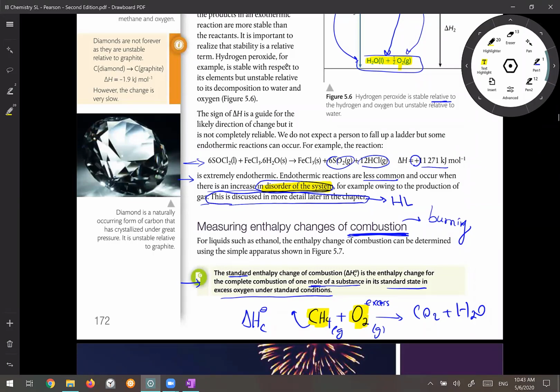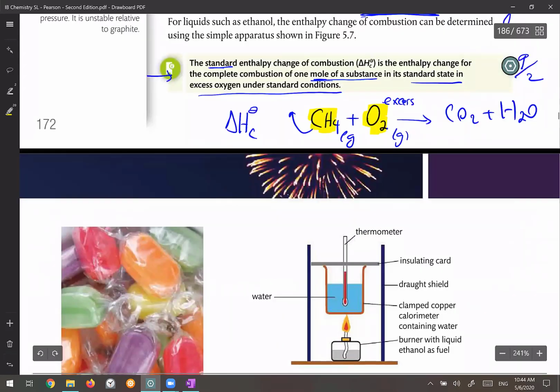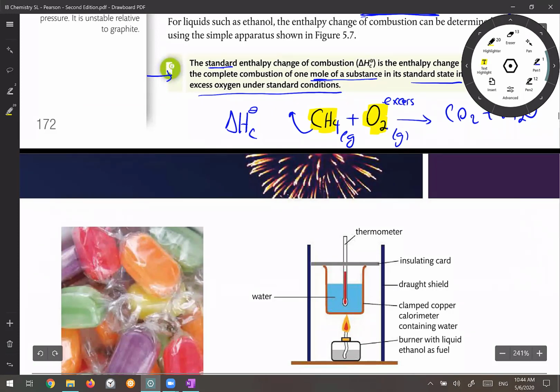If you have 2 mole methane, the amount of heat which is released here, you must divide it by 2, because the standard enthalpy change is measured for only 1 mole of substance. How can we measure a standard enthalpy of combustion, delta Hc?